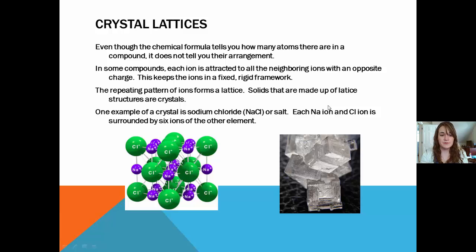So an example of a crystal would be sodium chloride, NaCl, which is salt. So that's table salt you have on your table. I'm sure you have it at home. You look closely at salt, you can tell it's a crystal. So it's a crystal lattice because each of those ions is surrounded by 6 ions of the other element. So if you look right here, you can see that. It makes a nice cube. Very rigid, hard framework.